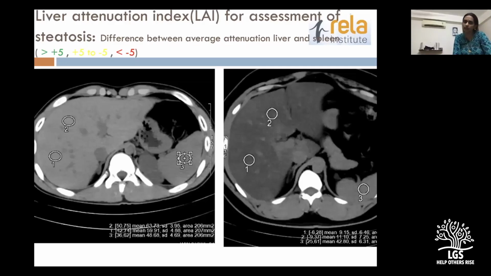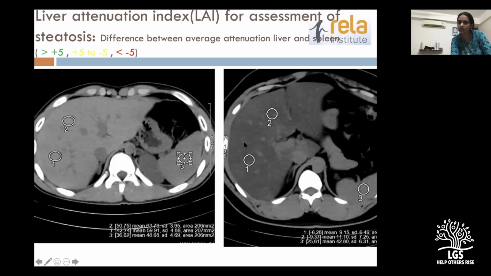So this again, Dr. Rajesh had nicely covered last time, the liver attenuation index, the LAI. What is this LAI? It is nothing but the difference between the average attenuation of the liver and the spleen. So this is a patient who has a good LAI. His LAI was 11 actually. We can see that the liver is quite hyperattenuating compared to the spleen. The average liver values are around 63 and 60, while the spleen is around 48.